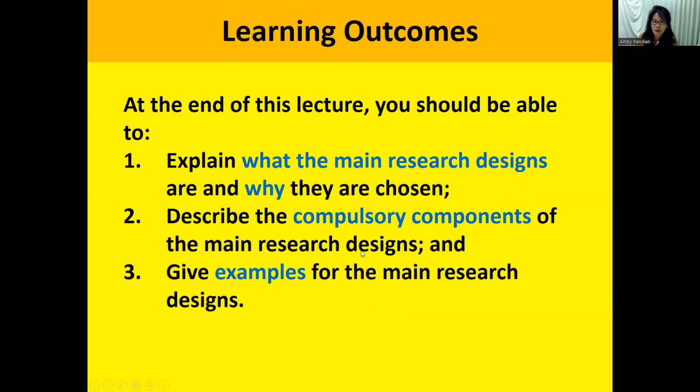And then at the end of this lecture, you should be able to, number one, explain what the main research designs are and why they are chosen. I will teach you 4. And number 2, describe the compulsory components of the main research designs. Why do you use them and what you must have if you choose A, B, C, or D. And you should be able to give examples of the main research designs. There are many in the world, but I think if you know these 4, it is enough to guide you.